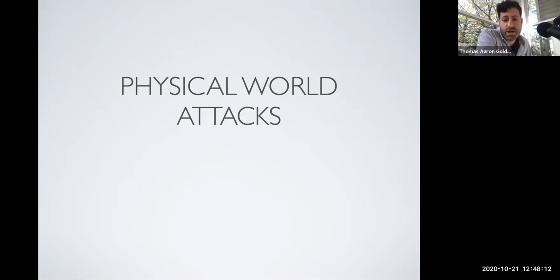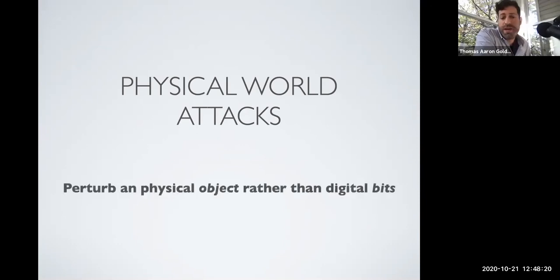In a physical world attack, you're not actually attacking a digital object like an image. You're attacking a physical thing. So you want to perturb a physical object and then hope that when a measurement of that object gets taken using, for example, a camera, the perturbation you made remains adversarial.